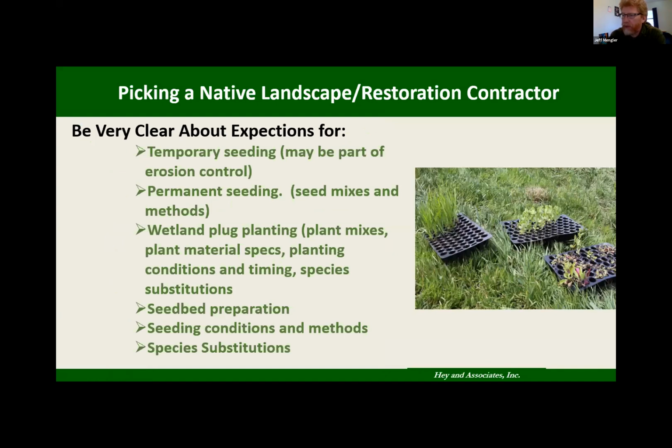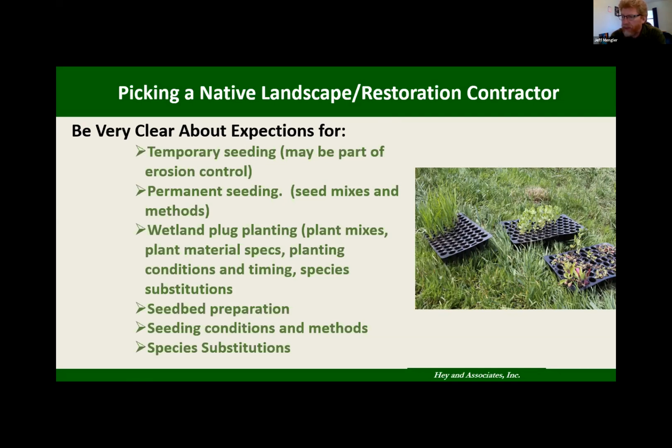Other things to be very clear about in your agreements with the contractor is temporary seeding that may be part of erosion control versus the permanent seeding. The seed mixes, the methods of installation. Bill talked about in some cases they broadcast and they do it in 2 directions. And I just mentioned in others, you may want to slit seed into an existing turf, but be clear on what your expectations are and be sure that the bids you get from contractors are proposing similar methods or the same thing so that you can compare.